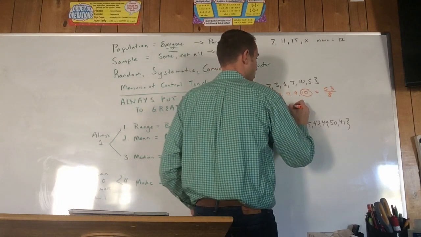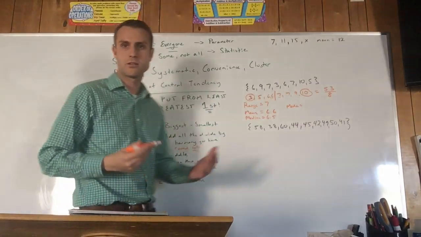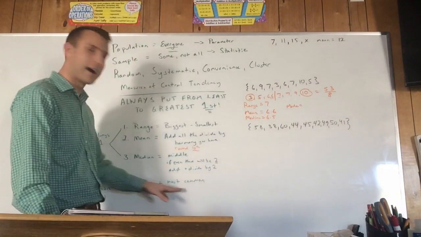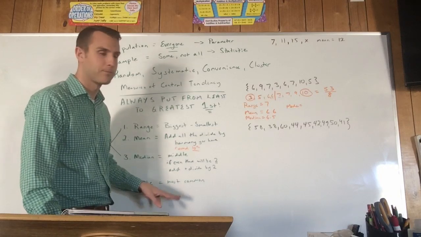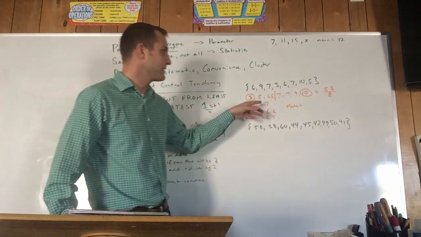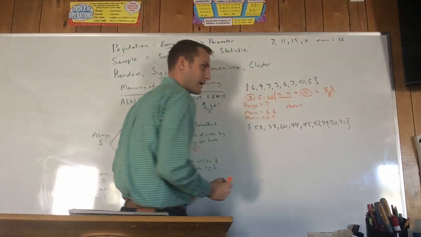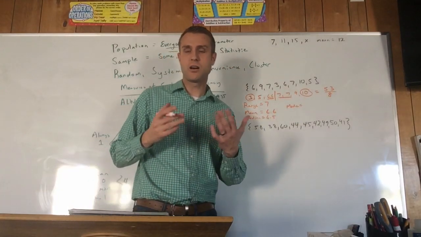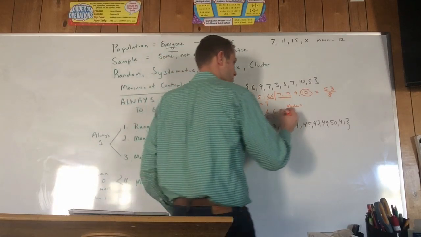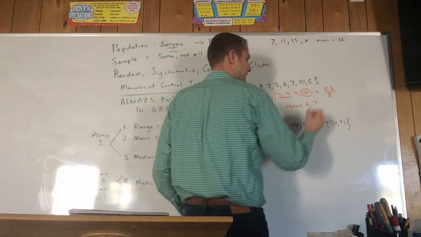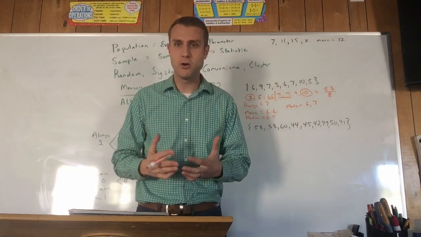Finally, I have my mode. My mode is simply the one that occurs the most. The most common is my mode. So in this case, notice 6 occurs twice and 7 occurs twice. Since they both occur twice, I actually have two modes. So my mode is 6 and 7. It's always the number that occurs the most.